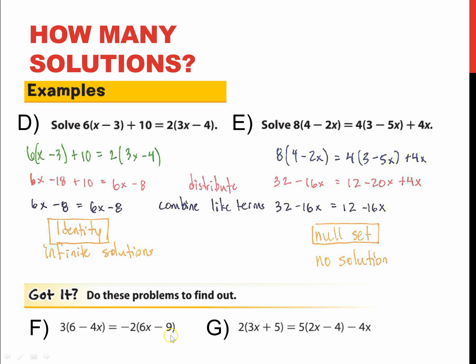6x minus 9. Example G is 2 open parentheses 3x plus 5 close parentheses equals 5 open parentheses 2x minus 4 close parentheses minus 4x. Said a different way, that's 2 times the quantity 3x plus 5 equals 5 times the quantity 2x minus 4, that quantity minus 4x. Go ahead and pause the video. I'll be here when you get back. Use examples D and E to help you solve F and G.